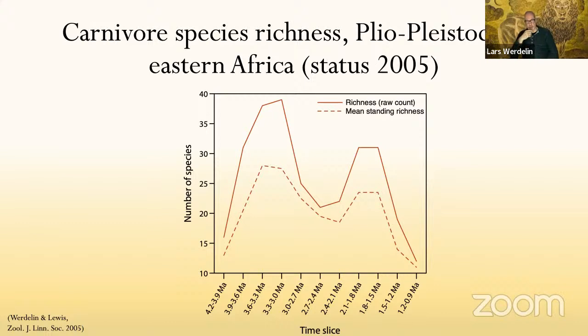I mean, the methodology needs to be updated to modern standards. But in any case, what you can clearly see is that the peak species richness, and this is all carnivores, small and large, was in the middle Pliocene, basically around 3.6 to 3.3 million years. So it includes things like Laetoli, which is a rich fauna.